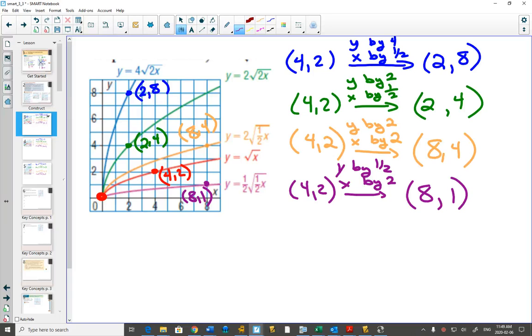So again, everything that happens on the outside is kind of what you would expect. But everything that happens on the inside is a little bit different. With left and right, it was the opposite direction. With stretches and compressions, you have to multiply by the reciprocal. So you have to flip your answer.